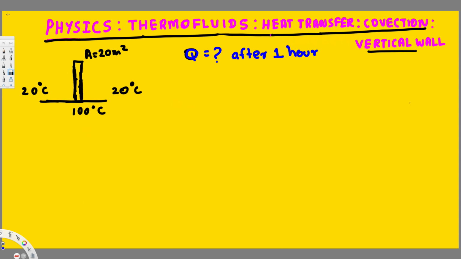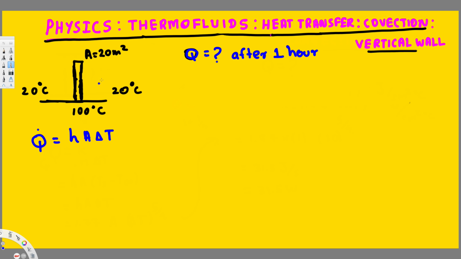What's going on, guys? Let's do this problem right here. This question is asking for heat transfer in 1 hour, but in order to do this one, first of all we have to find the heat transfer rate. In a convection process, to calculate heat transfer rate we use this equation: Q dot is equivalent to hA delta T, and here delta T is surface temperature minus surrounding temperature.